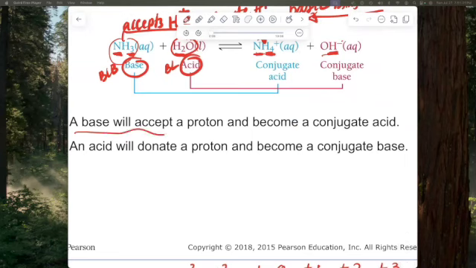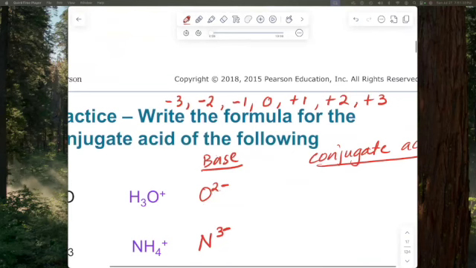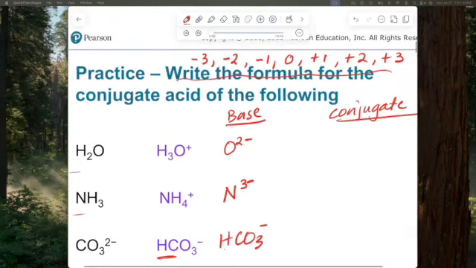So a base will accept a proton and become a conjugate acid. An acid will donate a proton and become a conjugate base. The acid becomes the conjugate base, the base becomes the conjugate acid. Hopefully that's clear. And this is the number line I showed you guys earlier. So I'm going to be doing some practice problems here.